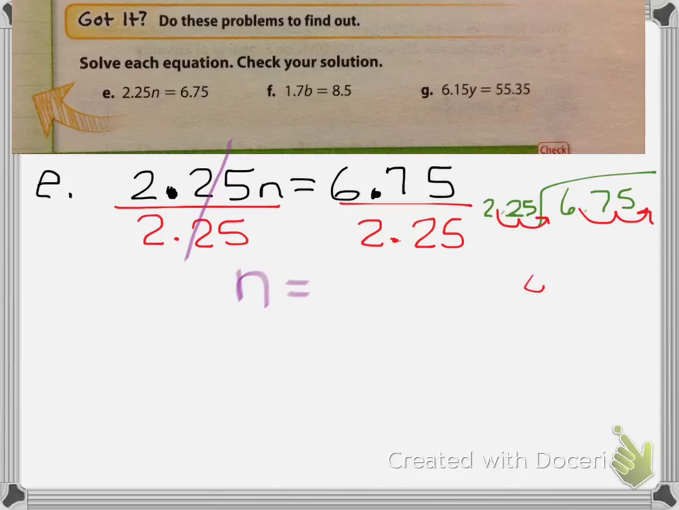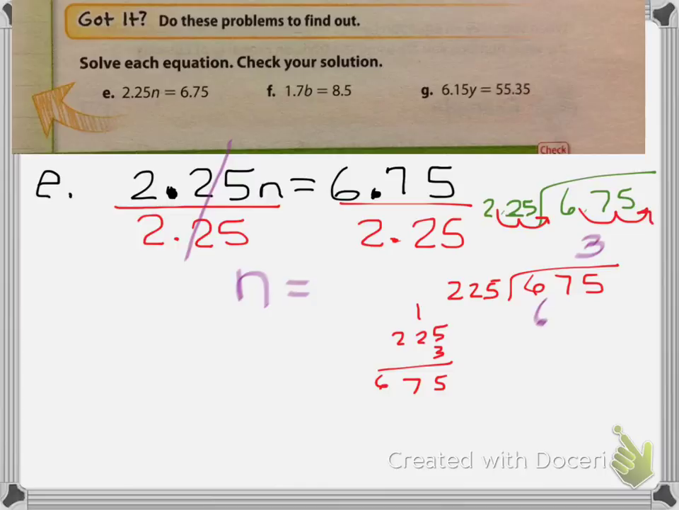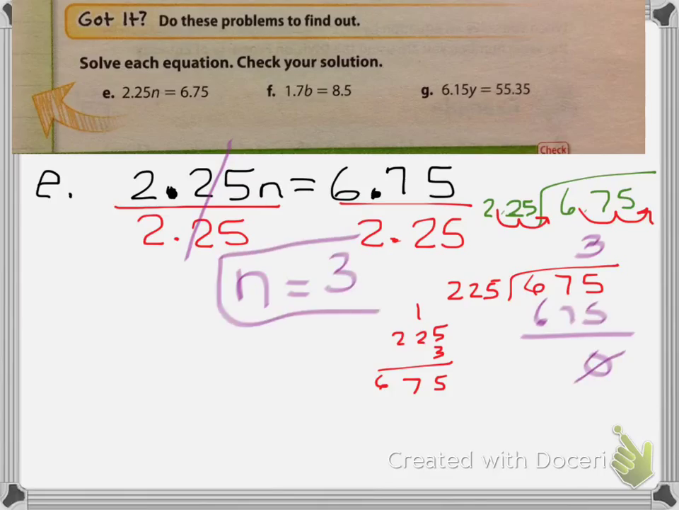So now our new problem is 675 divided by 225. So let's go ahead and think about that and figure that out. All right, and you can see here that I just did a little guess and check, and I found out that 225 times 3 is equal to 675. So now I know my answer is n equals 3.